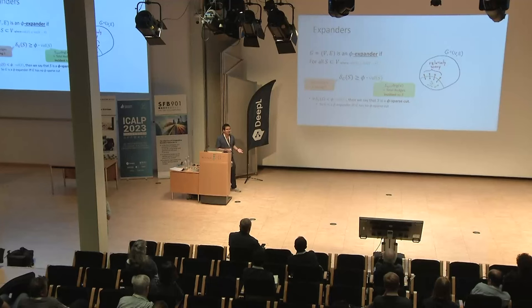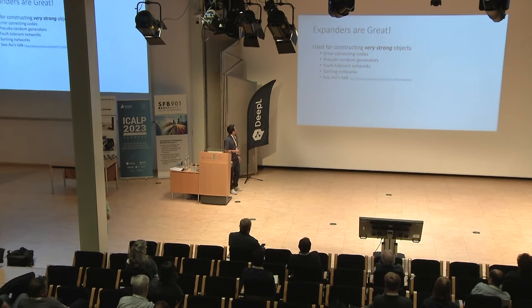On the other hand, if this set S has a cut size less than a phi fraction of the volume, then we say that this set is a phi sparse cut. So the graph is a phi expander if it has no phi sparse cut. That's the definition.